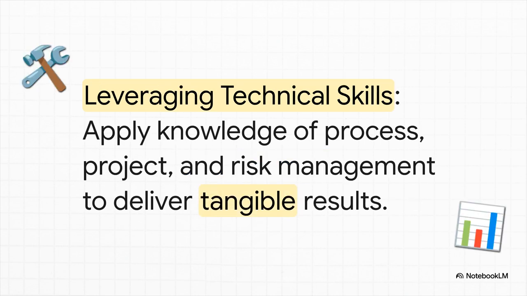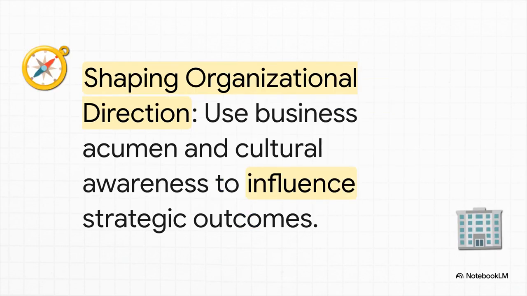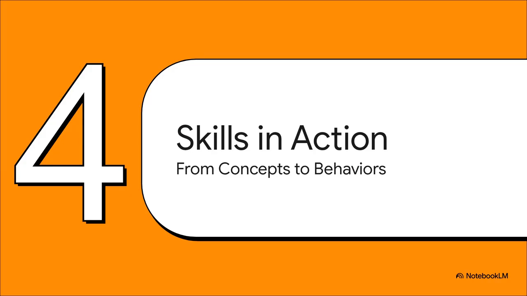Number 4 is leveraging technical skills. Now, this might sound like classic PM 101, but there's a really important twist. It's not just about knowing about process or risk management. It's about applying that knowledge to get tangible, measurable results. It's the bridge that connects hard skills to real business outcomes. And the 5th and final pillar, this is the big one, shaping organizational direction. This is where a PMO leader really steps up and becomes a strategic partner. It's about using your business smarts and your cultural awareness to influence the big decisions and help steer the entire organization.